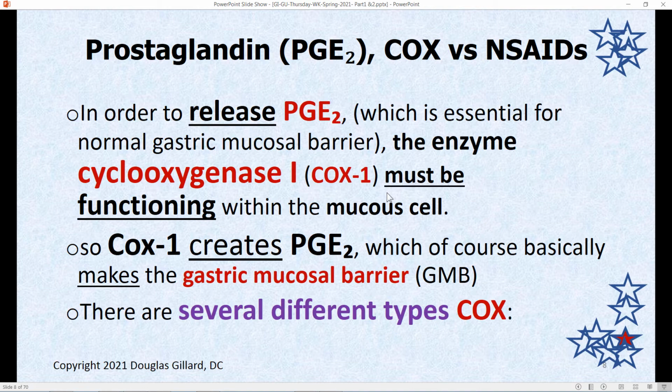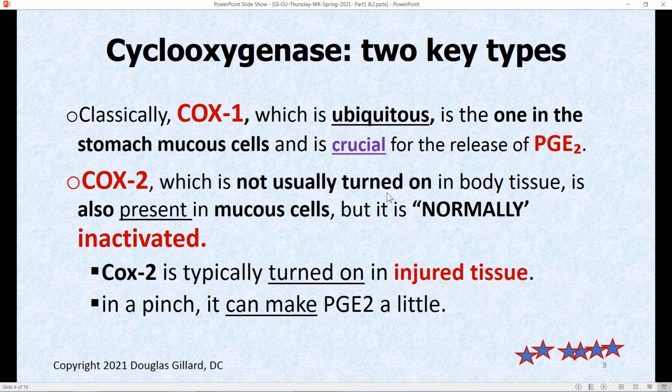There's several different types of COX enzyme. There's COX-1 and COX-2. There's more than that even, but COX-1 and COX-2 are the big ones. COX-1 is ubiquitous throughout the body, and it's the one that is mainly working in mucosal cells. Mucosal cells have COX-2, but it really is dormant. It doesn't work very much. It can come to life, but it's mainly COX-1 that drives the production of PGE2, which shuts down acid and makes the gastric mucosal barrier.